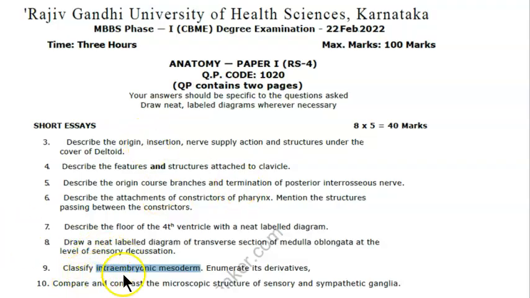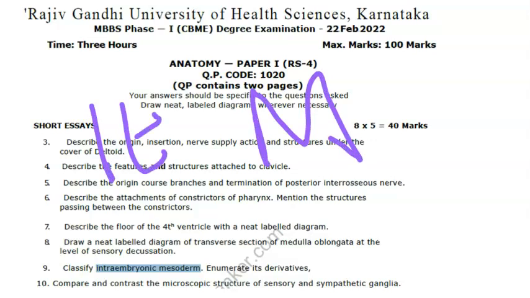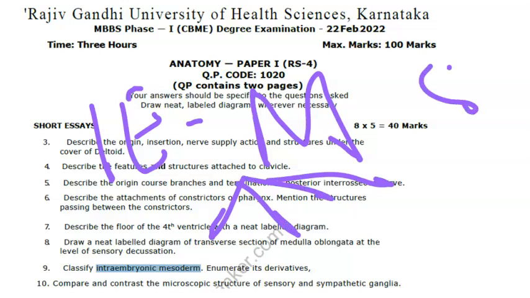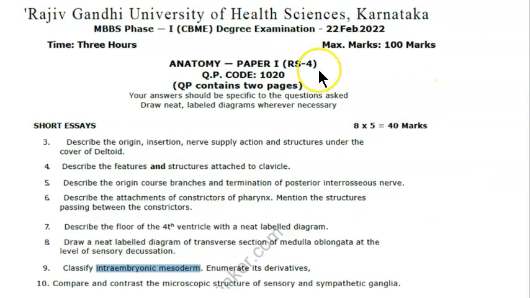Look at the next question here. Classify intraembryonic mesoderm, enumerate its derivatives. So here they are asking you about mesoderm, which mesoderm, intraembryonic mesoderm, and they want to know its derivatives. So this is for 5 marks. They have asked you in the final anatomy theory paper.